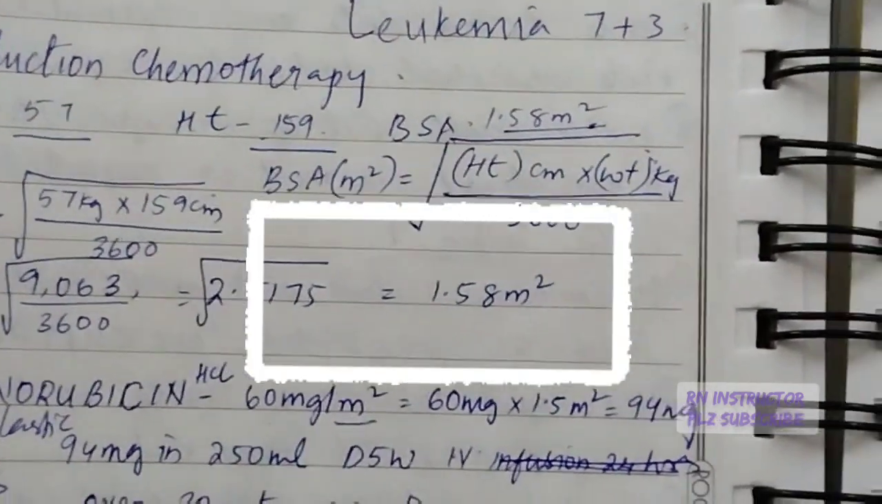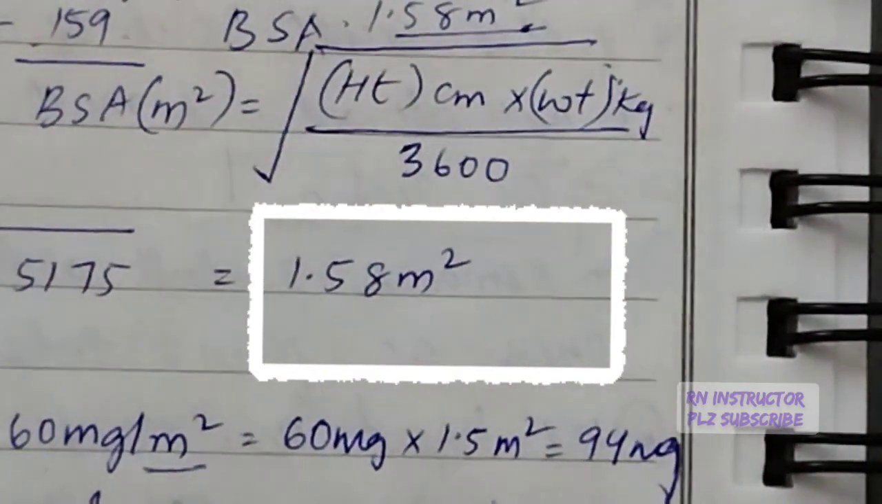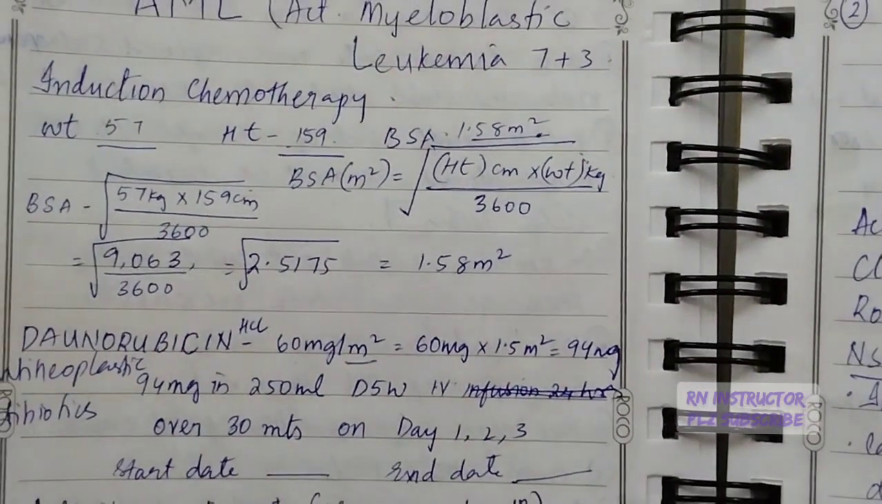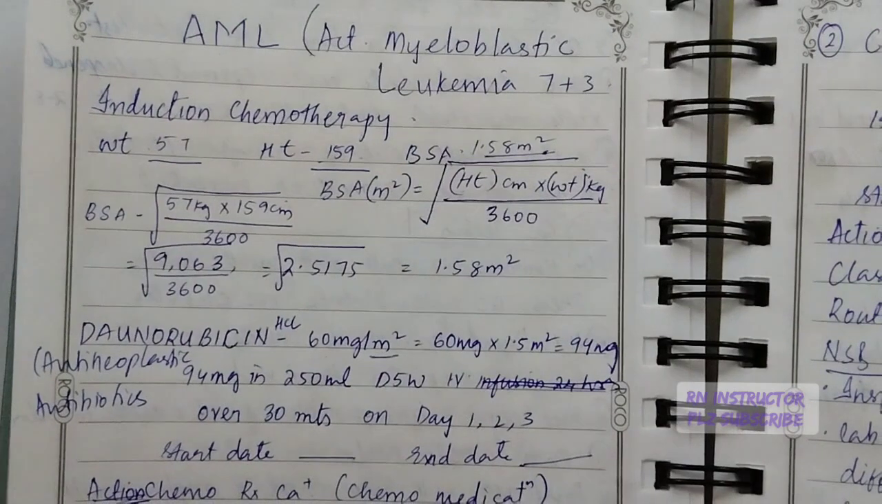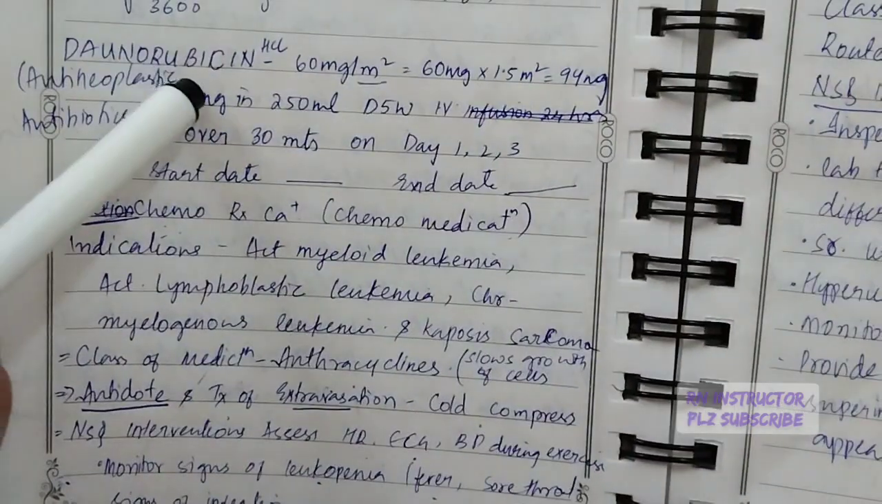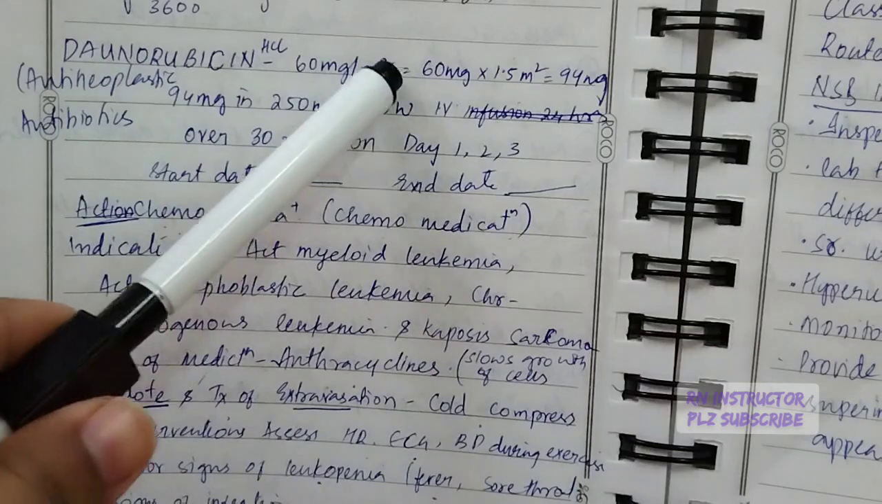So when you complete the calculations, the BSA is 1.58 meters square. So 1.58 meters square is the BSA, body surface area, of your patient. So the first drug in the induction therapy is daunorubicin. Daunorubicin, the doctor's order is 60 mg per meter square.